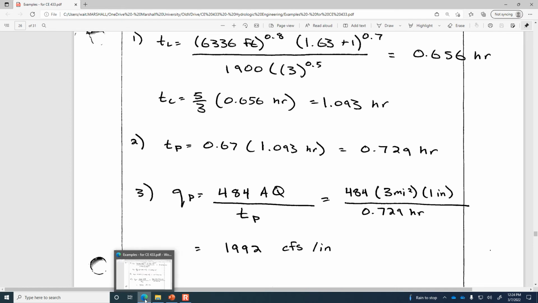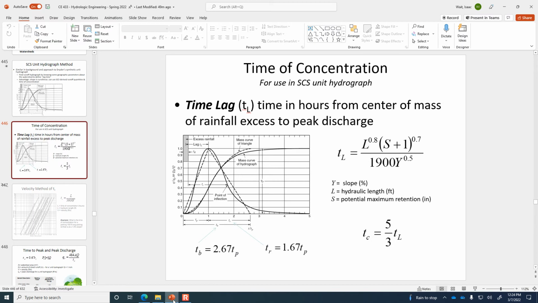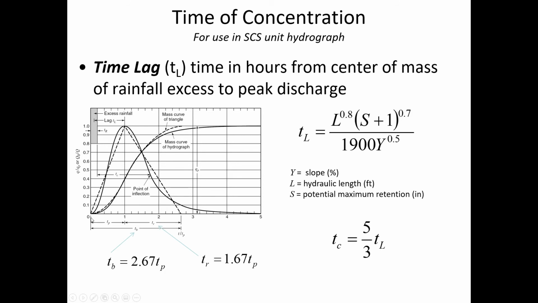Now, that tells us how high this peak is, and it also defines how long it is from time zero to the time to peak. So basically what we've said is from the beginning of the storm to when we'll see the highest flow rate is 0.729 hours. And the height of this hydrograph is going to be 1,992 CFS for each inch of rainfall excess.